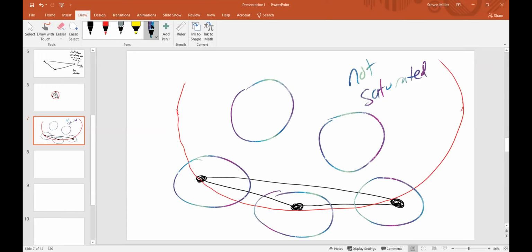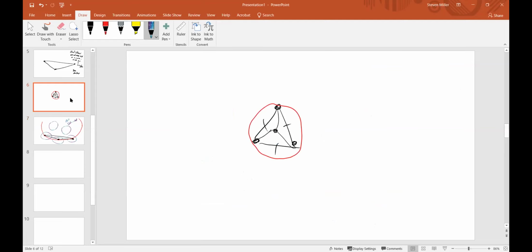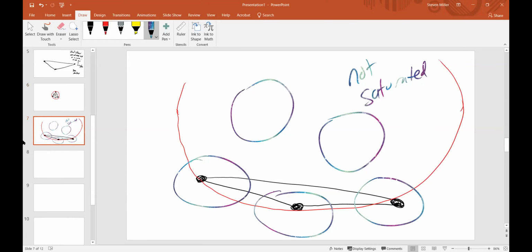So what theorem do you think might be happening? We have two extreme cases. We have the equilateral triangle, where things are as nice as possible. And we have an almost degenerate triangle, which is going to have a huge circumcircle that's not going to be saturated.